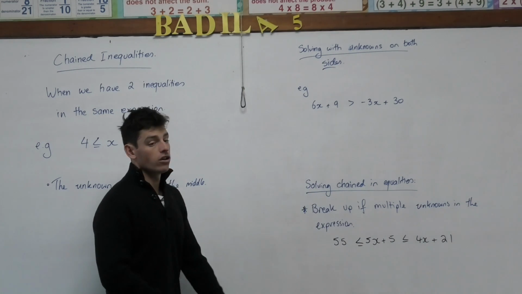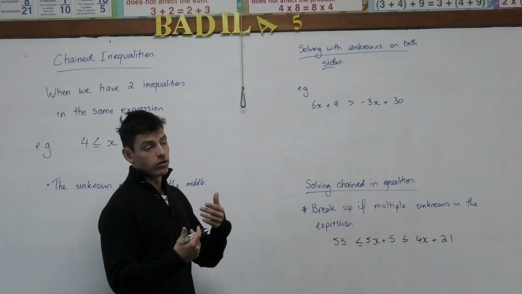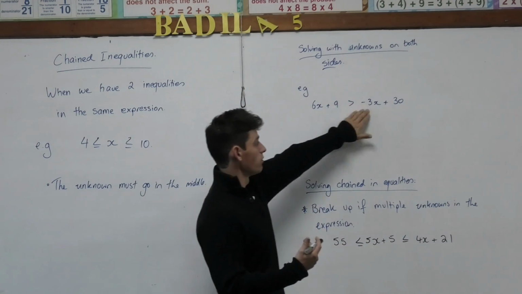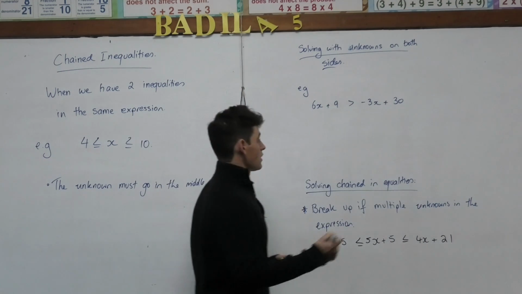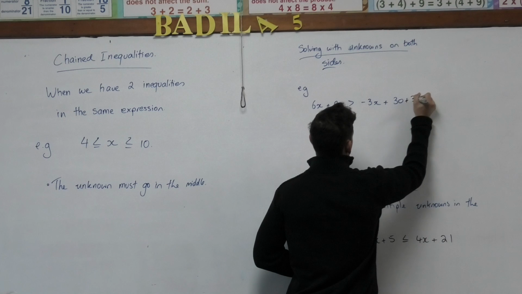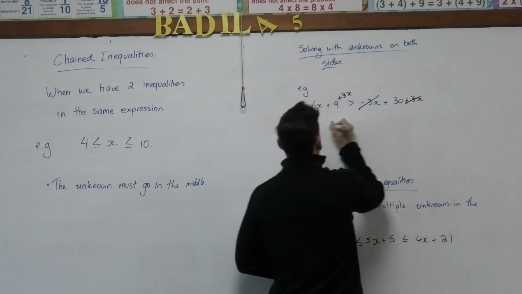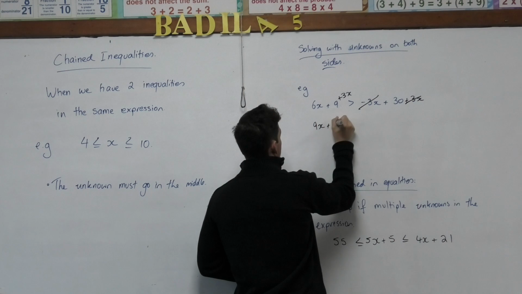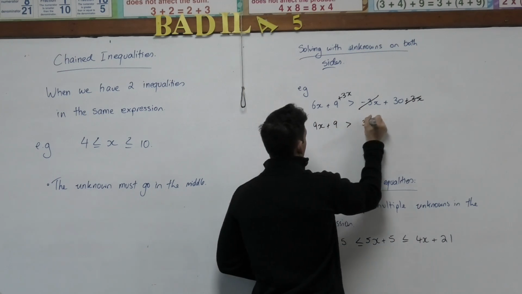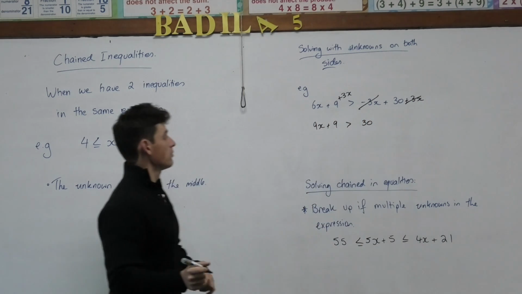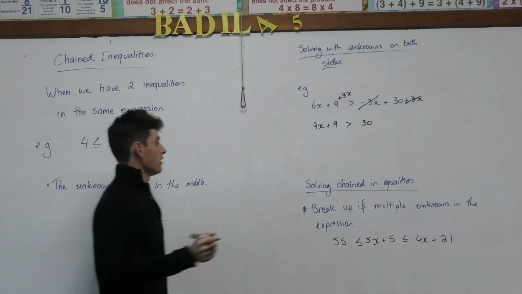I always try and go to the biggest side so I get a positive value of x. So which value is bigger, 6x or minus 3x? 6x, so to get rid of minus 3x, my first step is I add 3x to both sides. And I'm left with 9x plus 9 is greater than 30. I have a habit of picking bad numbers for this, but anyway, I've kept up with that trend.